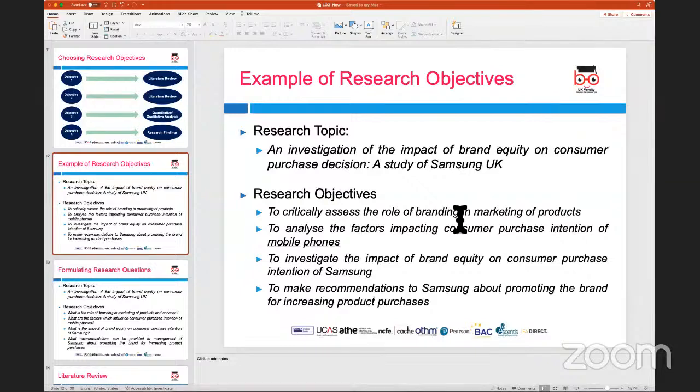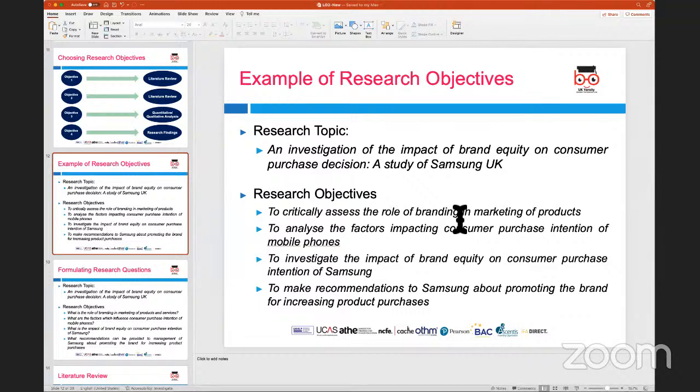And you'll be able to collect that information from Samsung for some of its competitors like LG, Sony, Hisense, things like that. And this particular objective would be related to your literature review. That means you're going into finding out what is present in the market and how this theoretical aspect of branding is related to marketing of products.